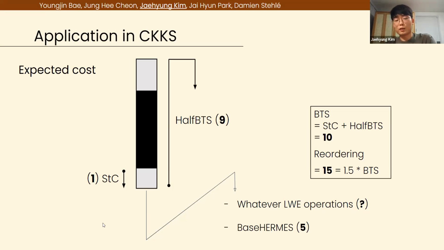So when we write the cost of each operation in terms of the cost of slot to coeff, half BTS is approximately 9 and base Hermes is approximately 5. So base Hermes basically costs half of the whole bootstrapping process. For instance, if you want to do reordering using the Hermes result, then the total cost will be 15, which is 1.5 times the bootstrapping cost.